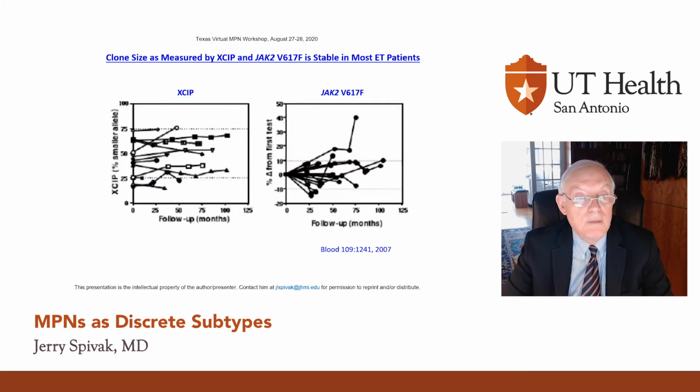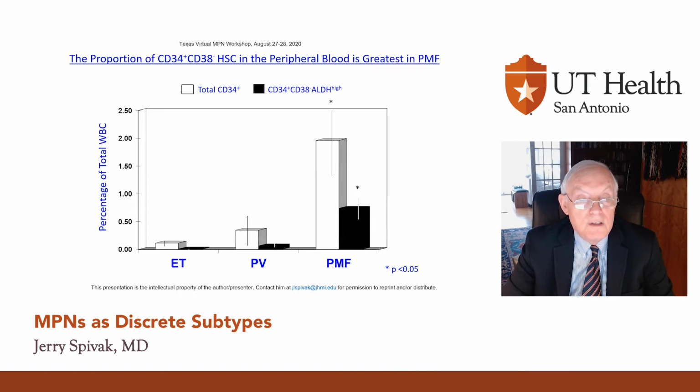And if we look at someone else's data, Rosemary Gale, you can see with clonality, the clonal population in ET stays constant because the patients are all heterozygote, and the degree of change from the JAK2 mutation, except for this one patient, is negligible. And if you look at the stem cells in these three diseases, you can see that ET is distinctly different than PV.